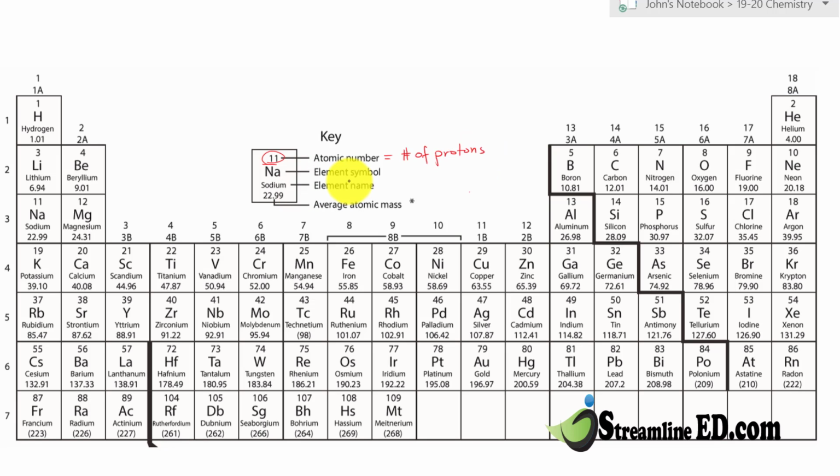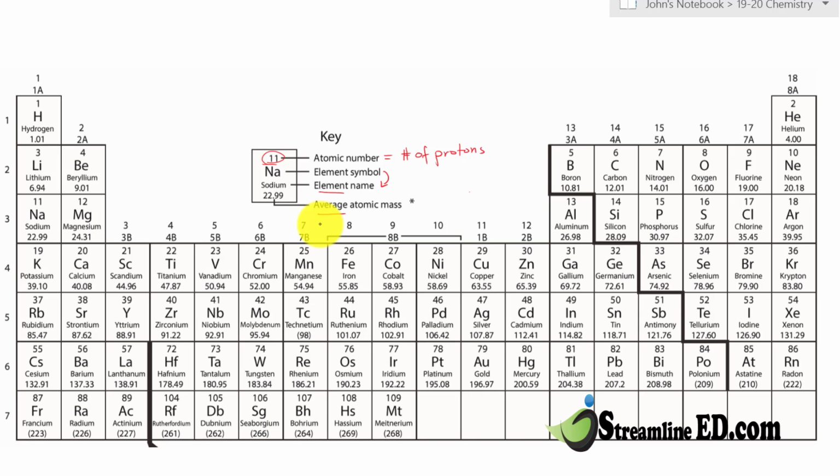Then we have the element symbol. Right below it, we have the element name. So the symbol represents the name. And then lastly, we have the average atomic mass. Now, this term average is referring to the average mass of all the isotopes. And we are going to learn about that later. But now let's look at the whole entire periodic table.